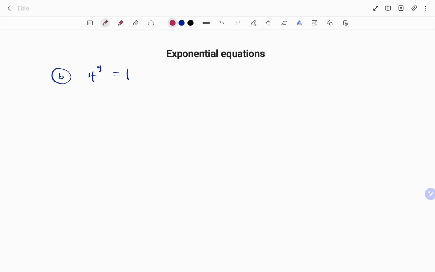In this example, we have 4 to the power of y equals 1. Like we did earlier, 4 equals 2 times 2, which is the same as 2 to the power of 2. And substituting back into the equation, we have (2 to the power of 2) all raised to the power of y equals 1. If we expand the bracket, we have 2 to the power of 2y equals 1.